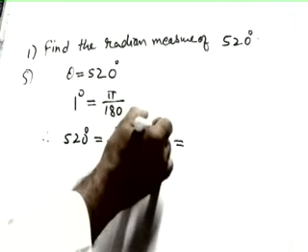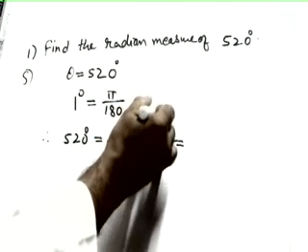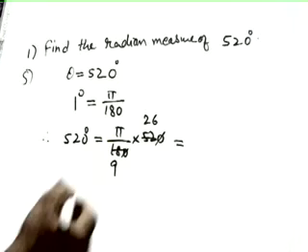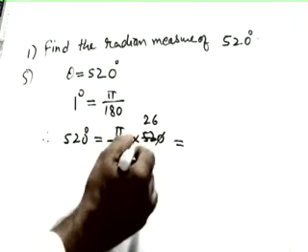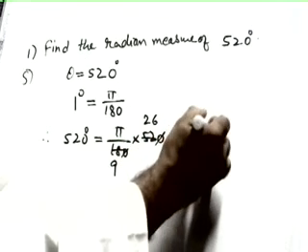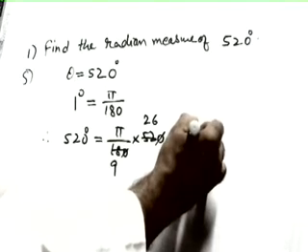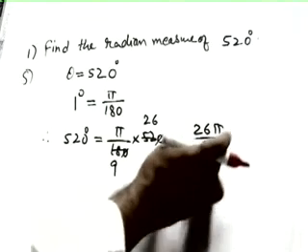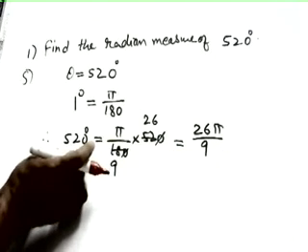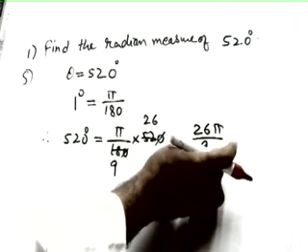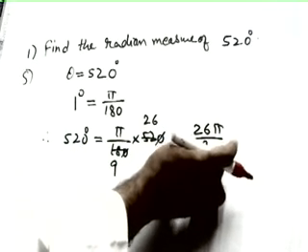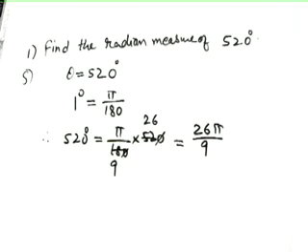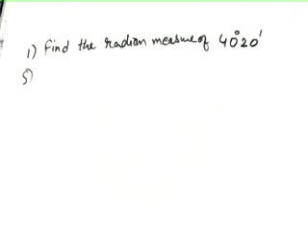So let me cancel this. The 0 will get cancelled. If you cancel with this, 2 2s are 2, 2 6s are 12, 2 9s are 18. Further cancellation is not possible. So we can just leave it here as 26 pi by 9. No need to change pi to 22 by 7. So 520 degrees can be written as 26 pi by 9.